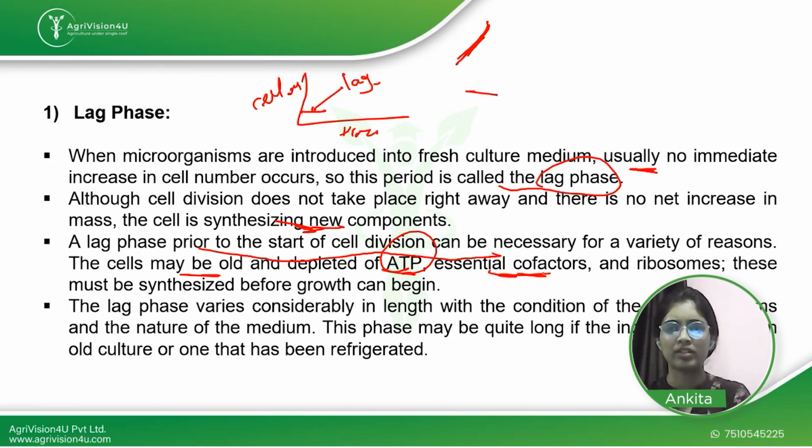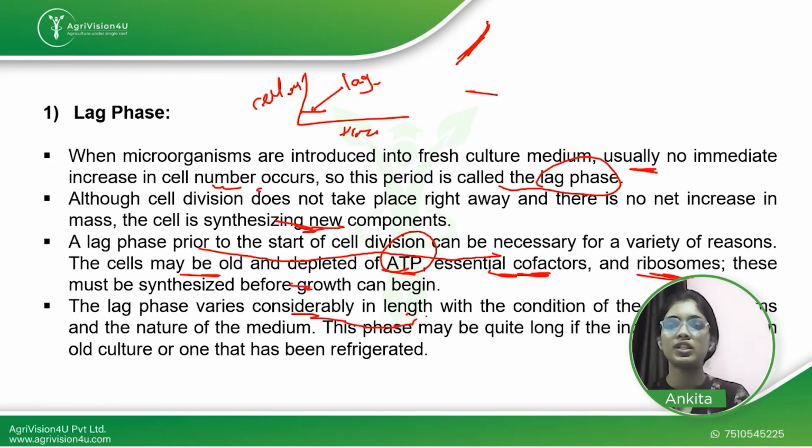There are some essential cofactors, and some will require ribosomes. So due to the lack or depletion of such nutrients, cells are adapting. They are taking up the nutrients and preparing for growth. Then in the log phase, they will have cell division and their cell number is going to increase. Now the lag phase varies considerably.